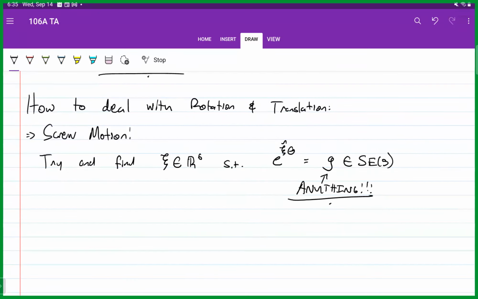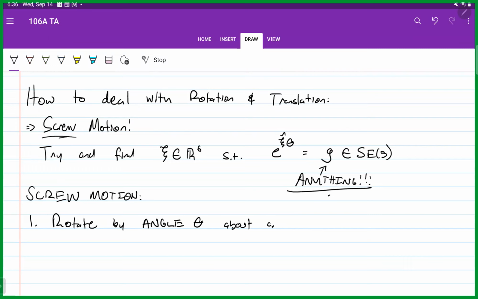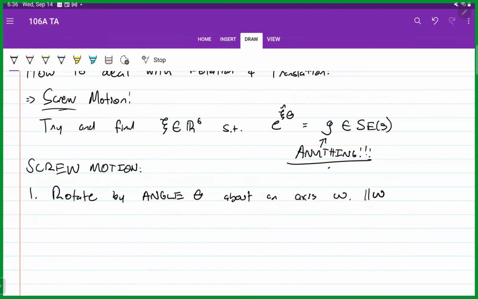Our basic idea is that, all the way at the beginning, we said that every rigid body motion out there is a combination of rotation and translation. So what a screw motion does is split it up into those two basic components. First, we're going to rotate by angle theta about an axis omega. This is going to be a unit axis, the magnitude of omega equals 1.